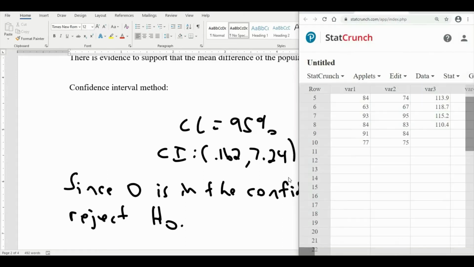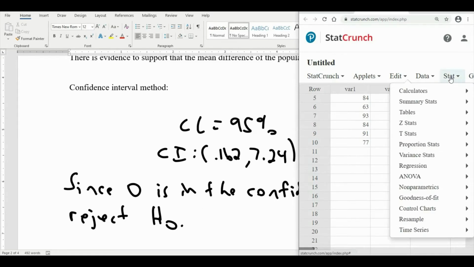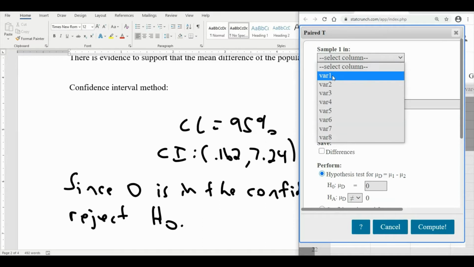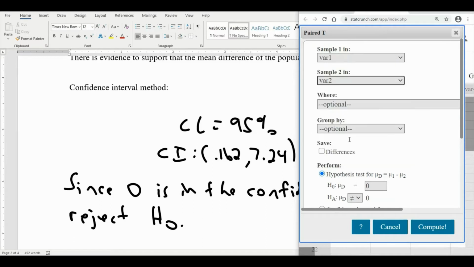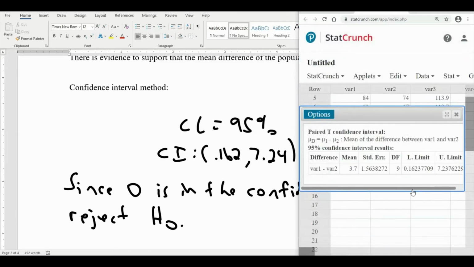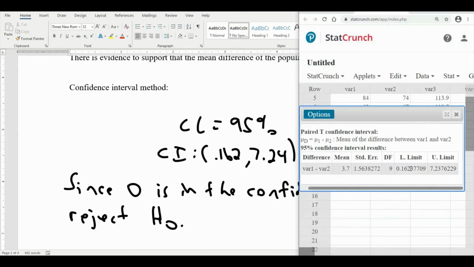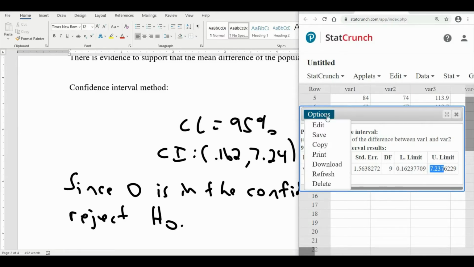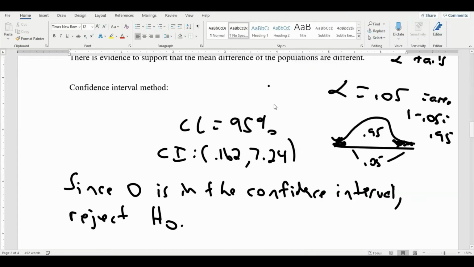If I go to StatCrunch, I should have stayed in there with the paired, but it's okay. I just used edit. 0.95 compute, 0.162 and then 7.24 for round off. Not too bad. Not too bad at all.